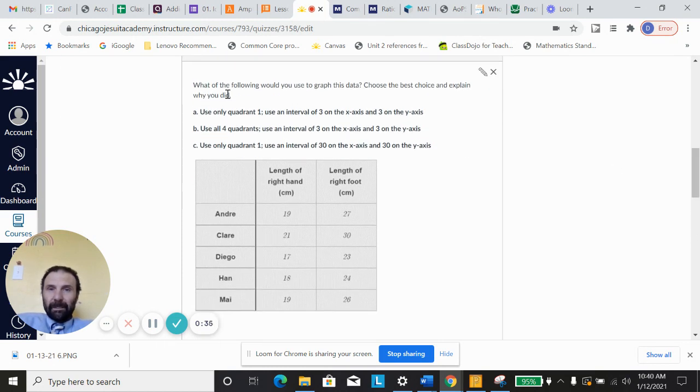Question 2. If you were going to graph this data about the length of somebody's right hand versus the length of their right foot, seeing if there's a correlation between them, look at the numbers. If you were going to make a graph of this, would you only graph it in quadrant 1 and use an interval of 3 on the x-axis and 3 on the y-axis? Or would you have to use all 4 quadrants to graph it, using an interval of 3 on the x-axis and 3 on the y-axis? Or would you only graph it in quadrant 1, but use an interval of 30 on the x-axis and 30 on the y-axis?